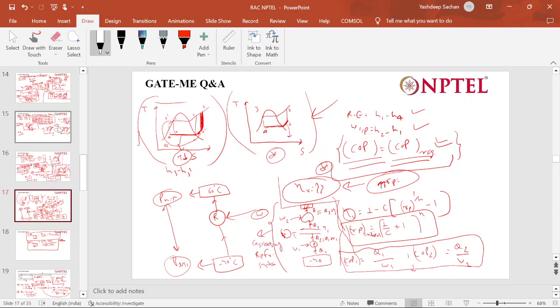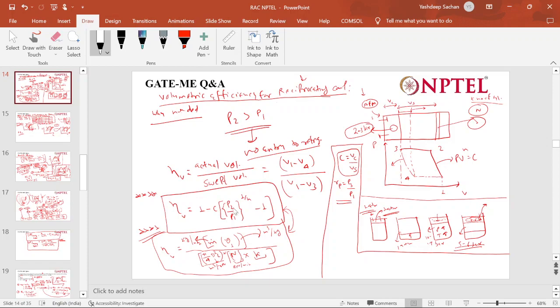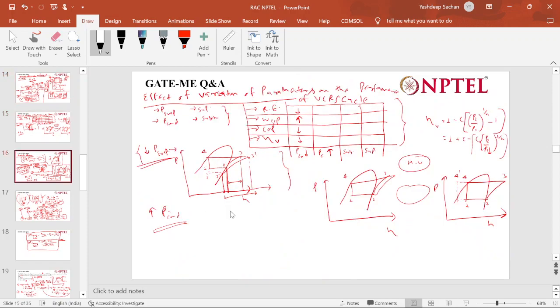What is the requirement of the cascade system? Can anyone tell why it is required? To make the large pressure differences. If we require a refrigeration cycle working in a large temperature difference, right? Why we cannot do it in one go? Volumetric efficiency decreases drastically, because it depends on the pressure difference. We saw here it is a function of the pressure ratio P2 by P1, so volumetric efficiency will decrease.